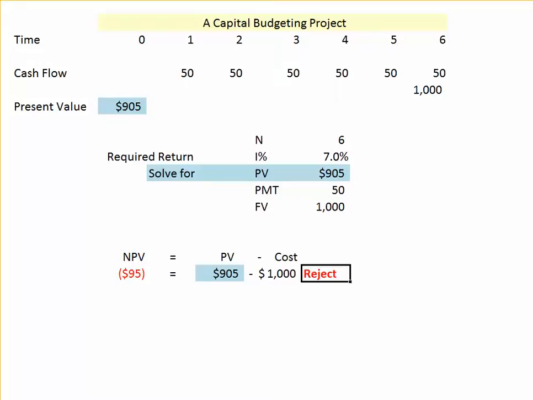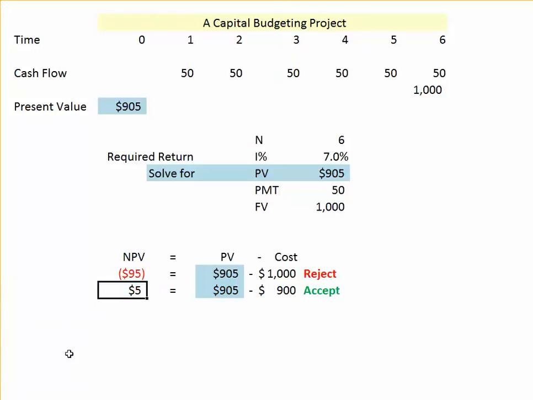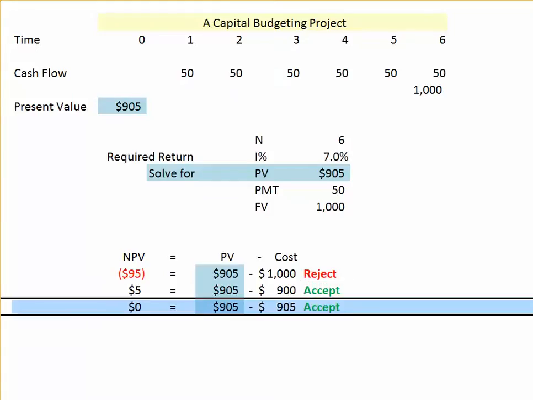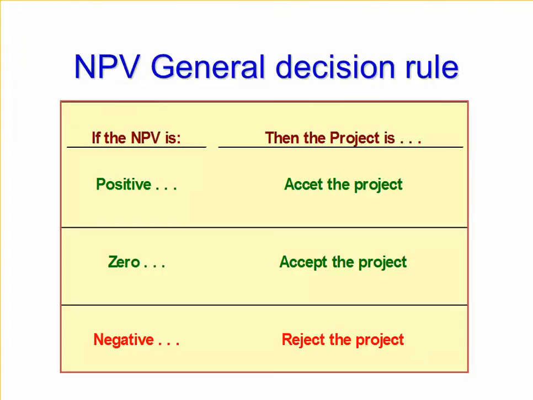On the other hand, if the project only cost $900, we would say the project has a $5 positive net present value, and we would accept the project. Likewise, we would also accept the project if it cost $905 because its present value exactly equals its cost. It has a net present value of 0, which means we are earning our 7% minimum required rate of return. So again, if we have a positive net present value or a net present value of 0, we will accept the project, and with a negative net present value, we reject the project.